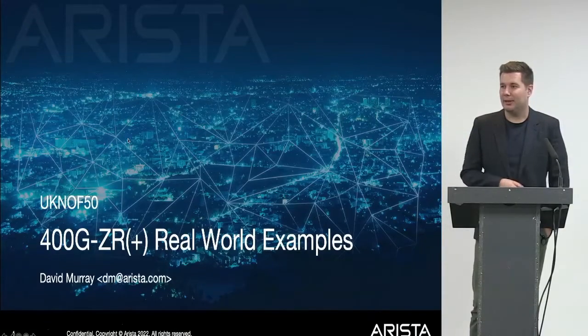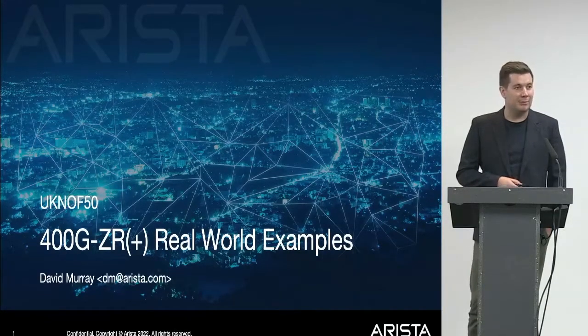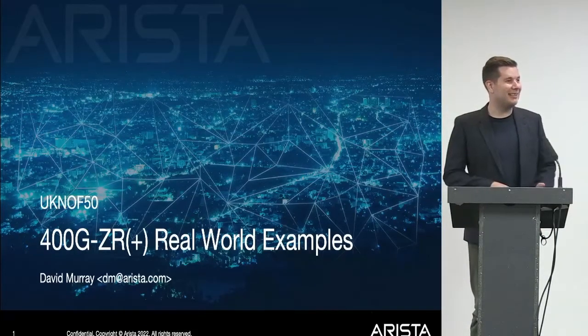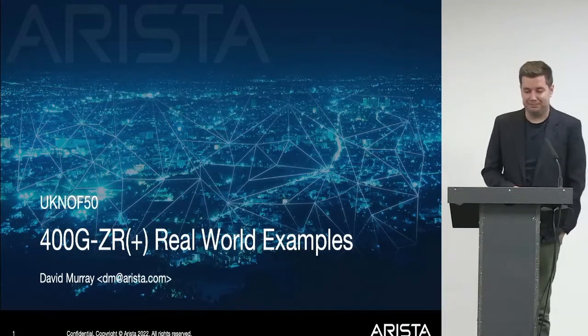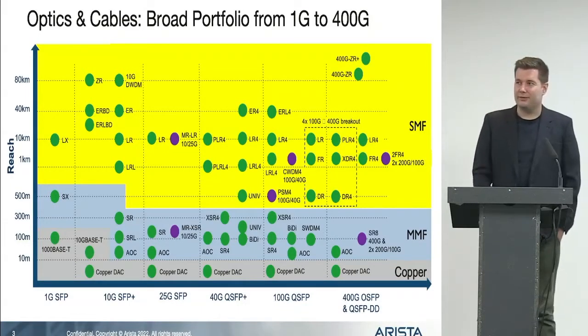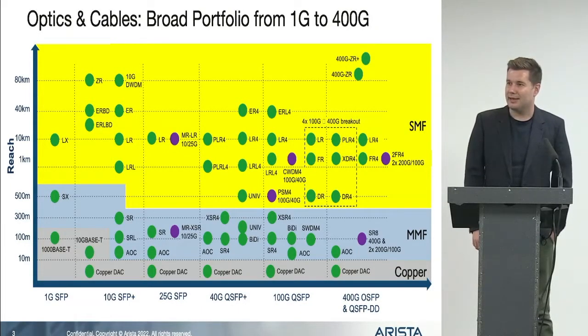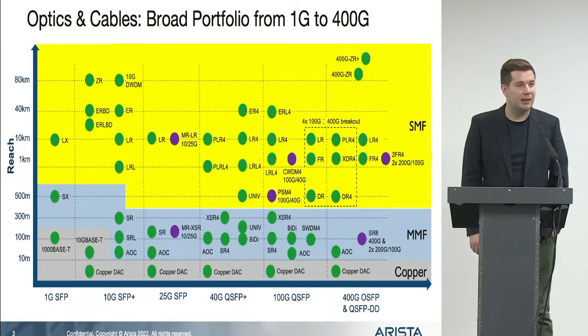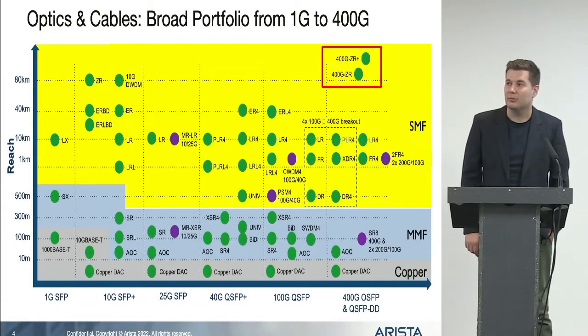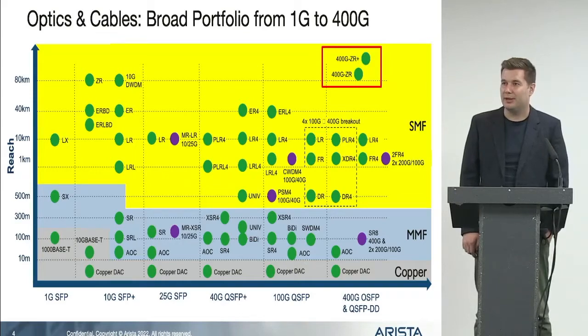And I'd like to talk about two new exciting optical standards, or at least I think they're exciting, which are ZR and ZR Plus for 400 gigabit Ethernet. So if we look at the range of optical standards and connectors and cables that you might be looking at today, there's a lot of them. In today's presentation, we'll be focusing on just these two in the top right-hand corner there. So to reiterate, 400 gig ZR and ZR Plus.